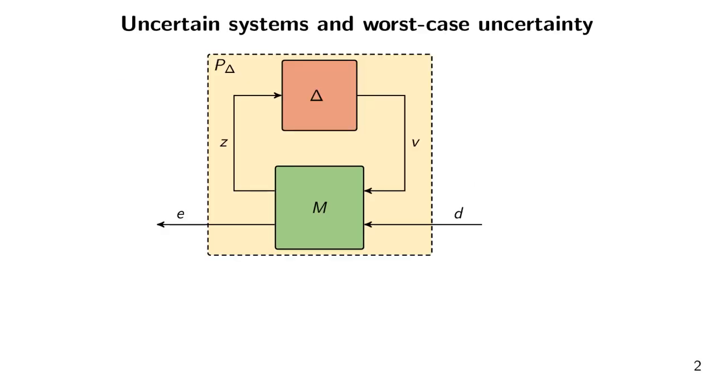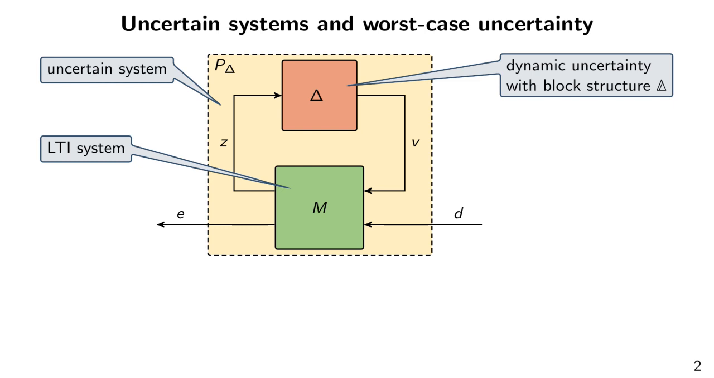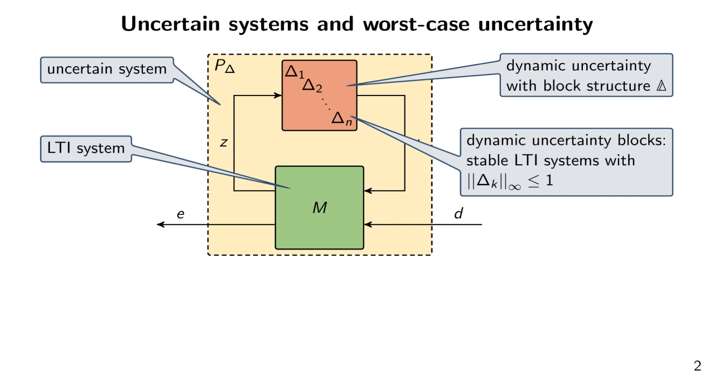Let me define some basic notions. This is the uncertain system interconnection of our consideration. The uncertain system P is represented as an interconnection of a linear time invariant (LTI) system M and a dynamic uncertainty block delta. The uncertainty has a block structure, which means that it is composed of the block diagonal elements delta 1, delta 2, and so on. These are all stable LTI systems with H-infinity norm bounded by 1.